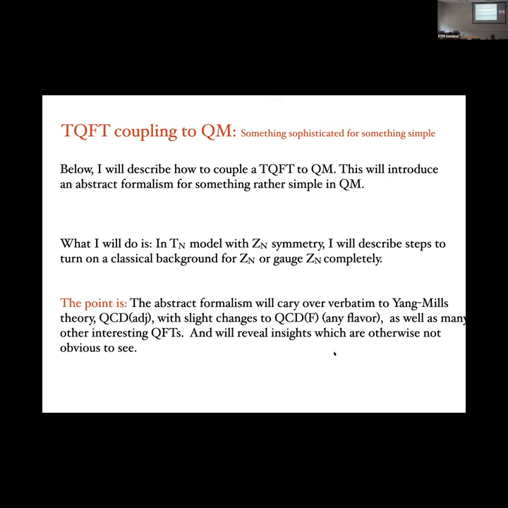So I will talk about coupling this quantum mechanical system to a topological theory. This is somewhat sophisticated for something rather simple, but the virtue of it is that the somehow abstract formalism will carry over verbatim to pure Yang-Mills theory or CPN or some other gauge theories in four dimensions. Okay. So what I will do is start with this model, which had a ZN translation symmetry, and I will just turn on a background related to that translation symmetry.